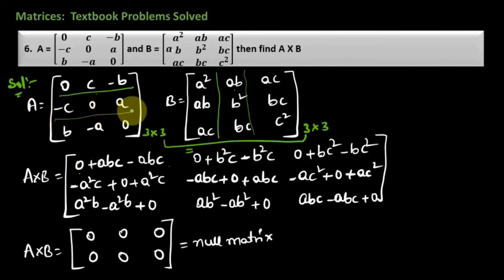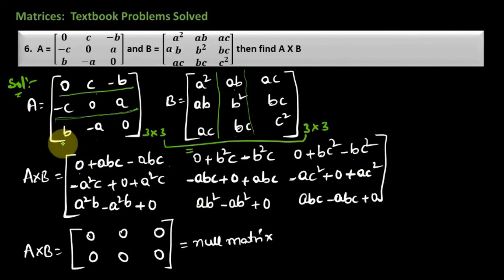Similarly for the second row, now you fix the second row and multiply with these three columns, right? So minus C into A square is minus A square C, 0 into AB is 0 itself, A into AC is A square C. Similarly minus C into AB is minus ABC, 0 into B square is 0, A into BC is ABC, right? C into AC is AC square, minus AC square, then 0 into BC is 0, A into C square is AC square.